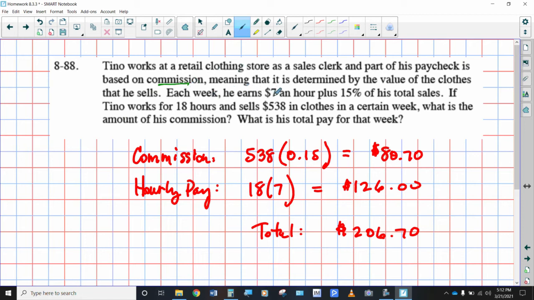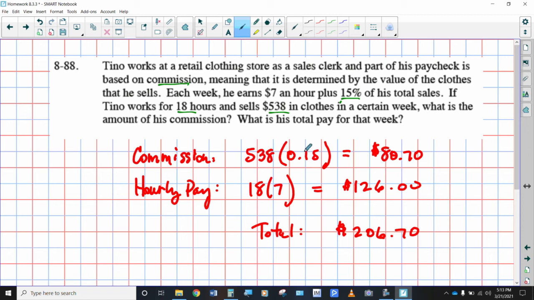So each week he earns $7 an hour plus 15% of his total sales. If Tino worked 18 hours and sold $538 in clothes, what would he make for the week? We've got to figure out his commission. We've got to figure out how much he's going to make total, 7 times 18, and then we put it all together. So the commission is 15%, so our multiplier will be 0.15.